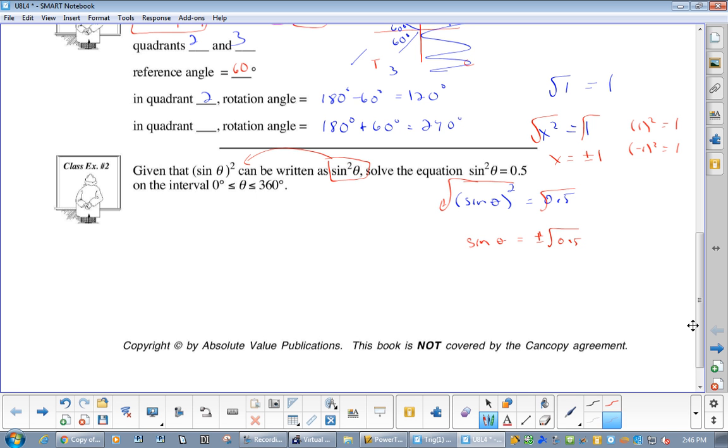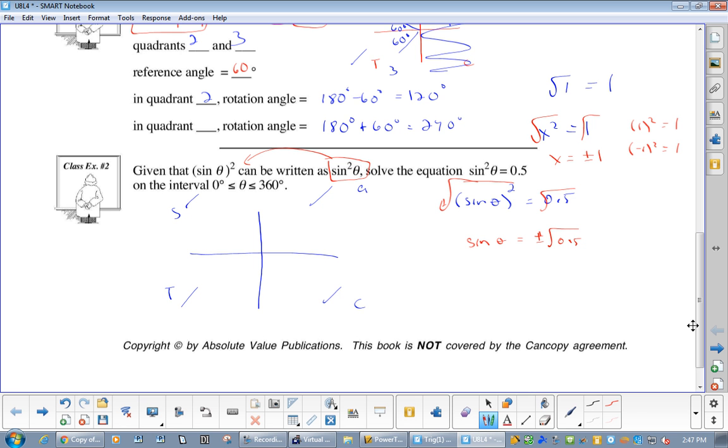Okay? So I have to look when sine is plus or minus root 0.5. So when is sine plus or minus? All of them. Okay? Because sine is positive in the A and S, and it's negative in the C and the T, right?